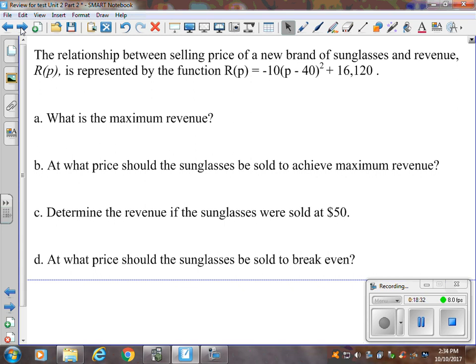If you have a relationship between what you sell something at and how much revenue it brings in, then I could ask for a maximum revenue. I could ask you what price is that maximum revenue causing, and the price happens to be the same thing as X in this problem. The revenue happens to be the same thing as Y. I could tell you to determine the revenue if it was sold for $50, which is the selling price. So where do I put this $50 in, X or Y?